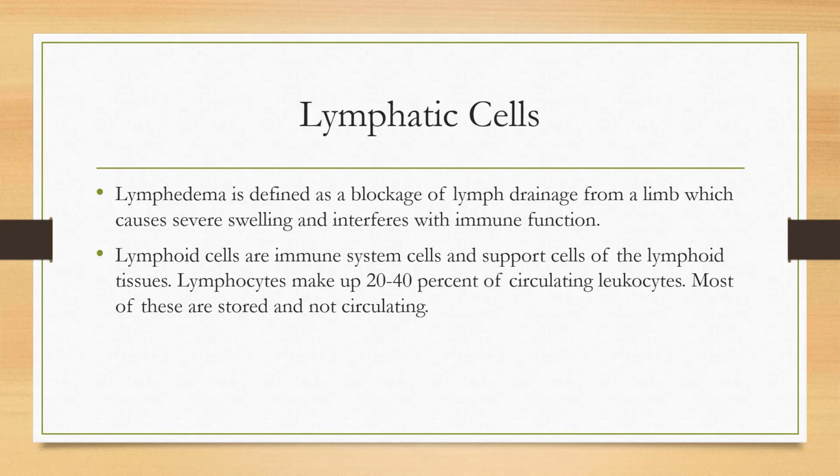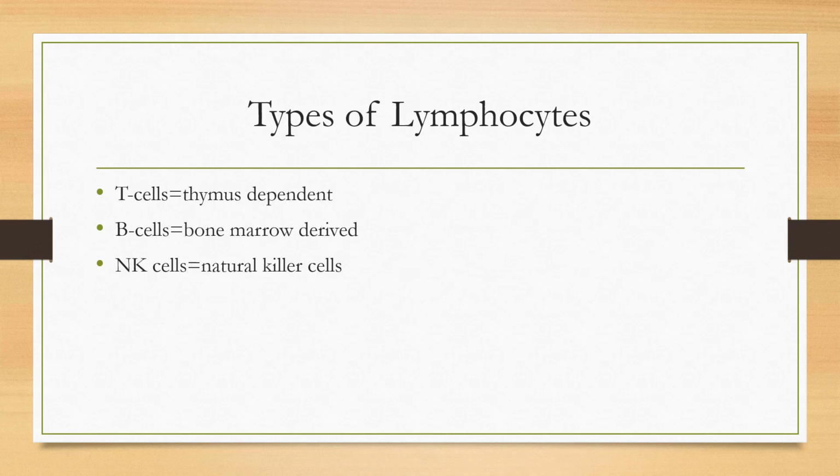Lymphocytes are going to make up about 20 to 40% of the circulating leukocytes. Most of these are stored and not circulating. The types of lymphocytes: we have T cells, which are thymus dependent, B cells, which are bone marrow derived, and NK cells, which are the natural killer cells. So those abbreviations are all pretty straightforward.